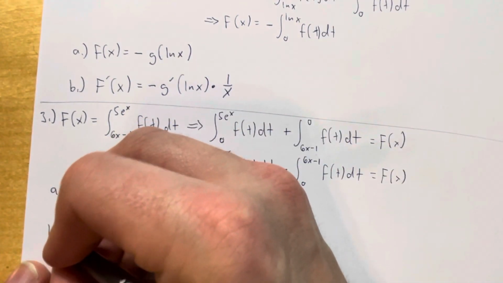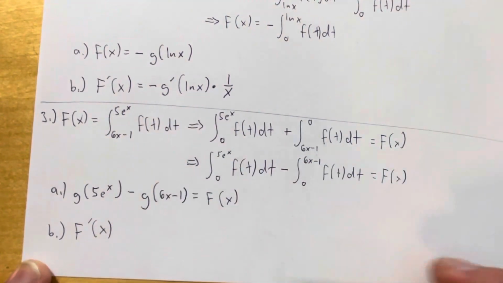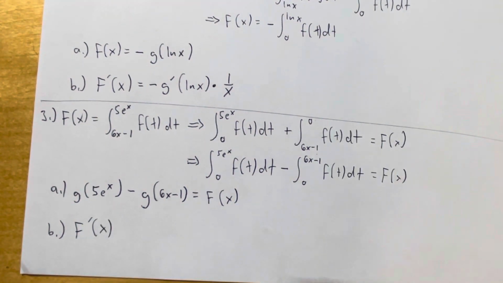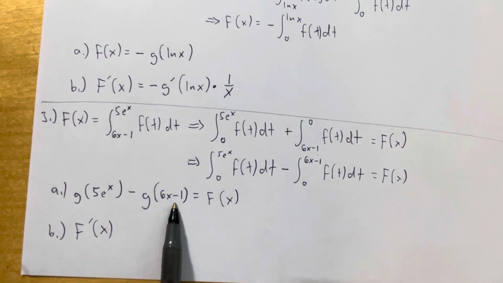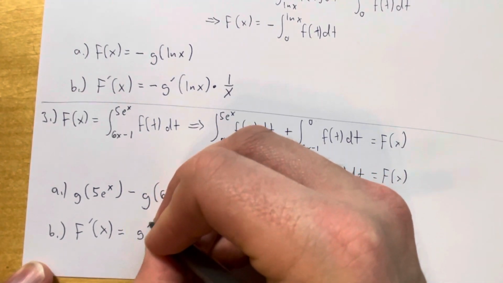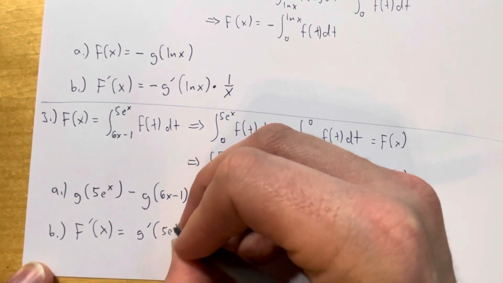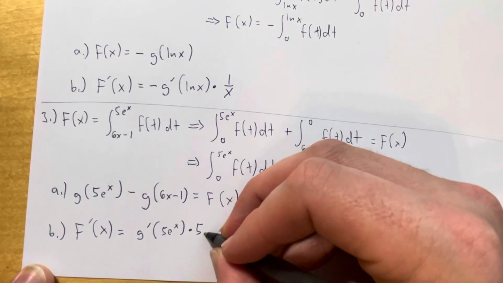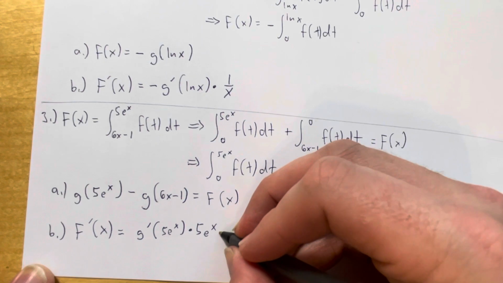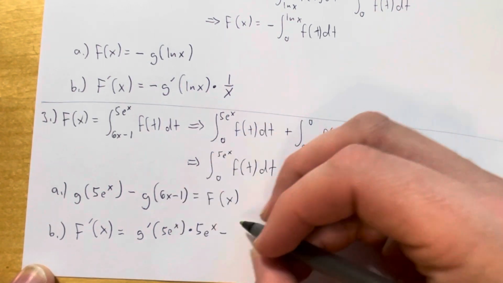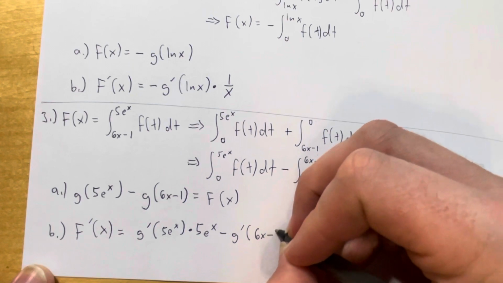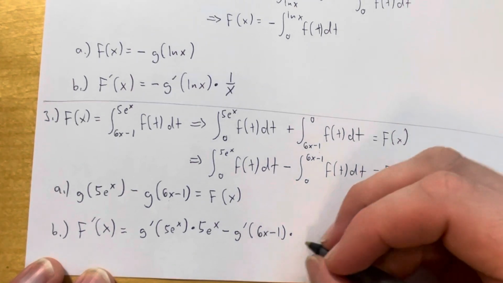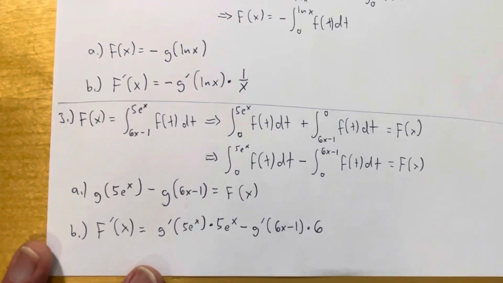Now we want to take a derivative. What is f prime of x? Well, once again, I'm taking the derivative of this. It's a difference of functions, so I can take the derivative of each one separately. But in each case, I need to use my chain rule. So this first one's going to look like g prime of 5e to the x. 5e to the x is its own derivative, so when I multiply by the derivative of the inside, it's going to look like this. Minus g prime of 6x minus 1 times the derivative of the function on the inside, which again is just 6 when I take its derivative. And that's the answer for part B.